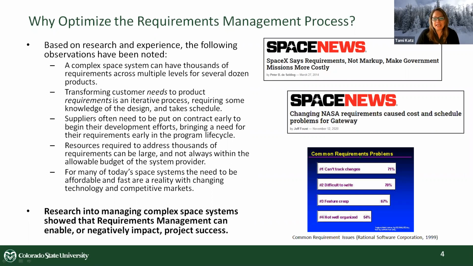So some examples of common requirement problems are here, but I wanted to research complex space systems, understand what has gone wrong in the past, and show that requirements management, when done poorly, could impact the project, but when done well, there's lots of techniques to enable the project.